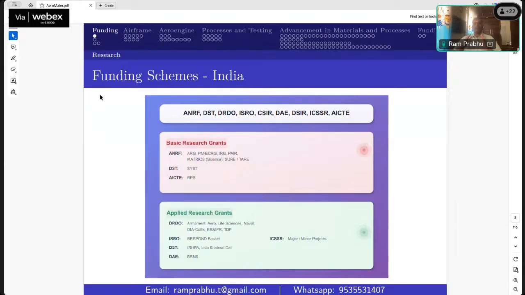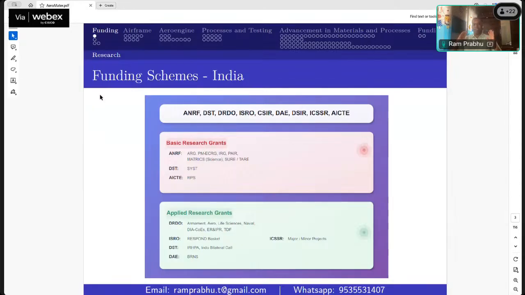Broadly, if you see ANRF funding, if you are an individual researcher, it funds up to 60 lakh rupees for a 3 year duration project. Whereas if it is a problem statement which involves multi-institutional, multidisciplinary work, you will be getting grants in terms of crores, from 5 crores to 50 crores for a maximum period of 5 years. So these are the fundings available for basic as well as applied research.